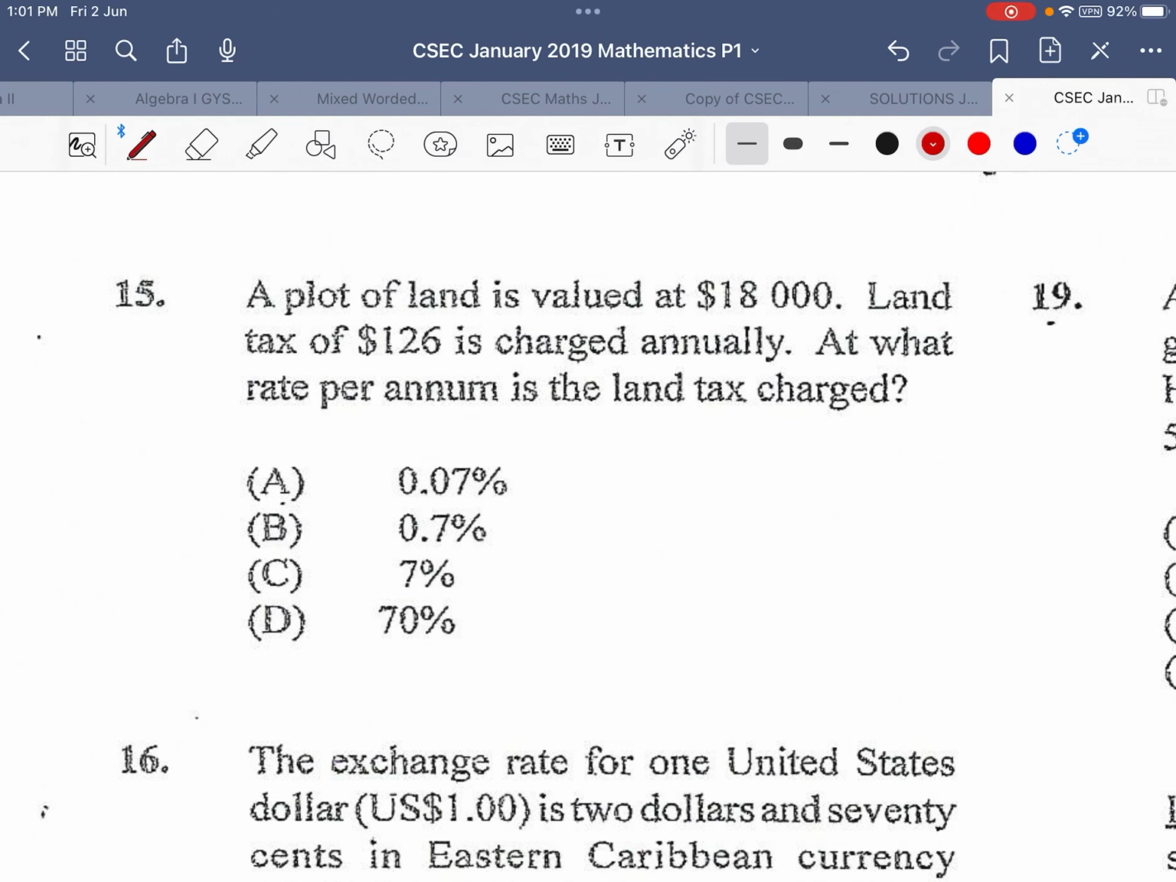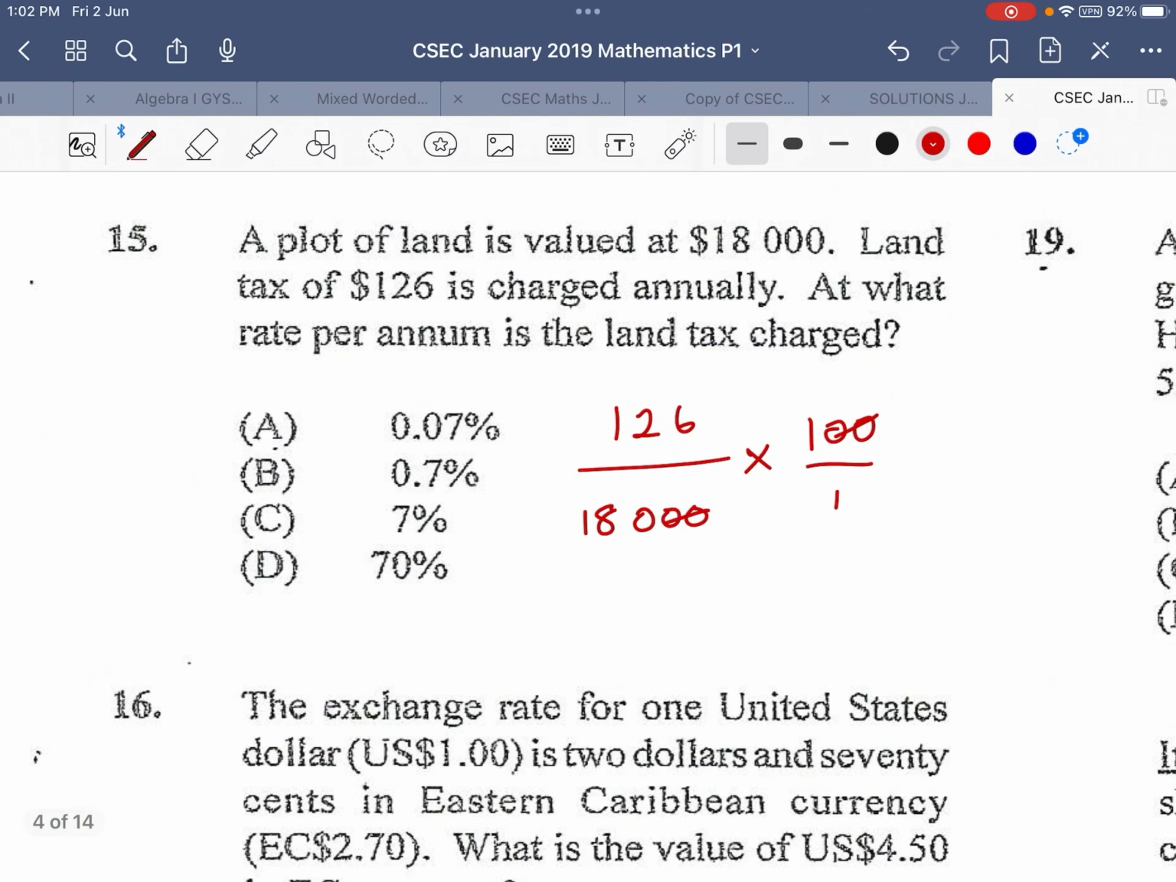15. A plot of land is valued at $18,000. Land tax of $126 is charged annually. At what rate per annum is the land tax charged? Okay, so we have to find the percentage that 126 is of 18,000. So we'll have 126 over 18,000 multiplied by 100. So those two zeros can cancel there. Let's see what we can divide these by.